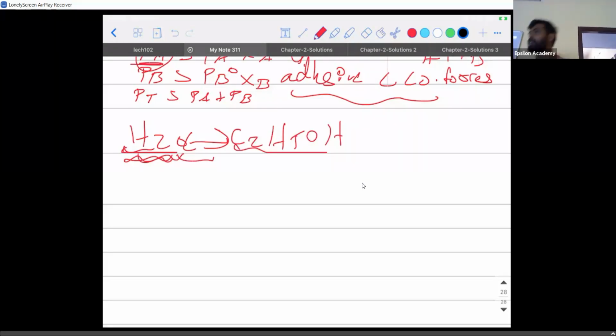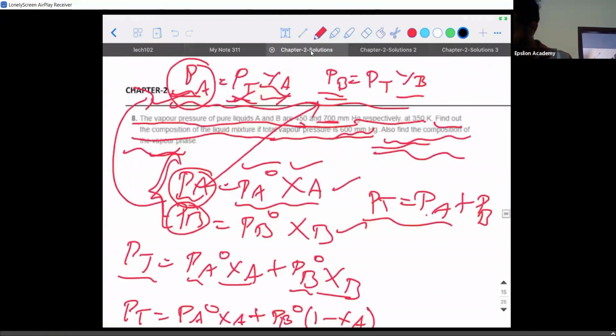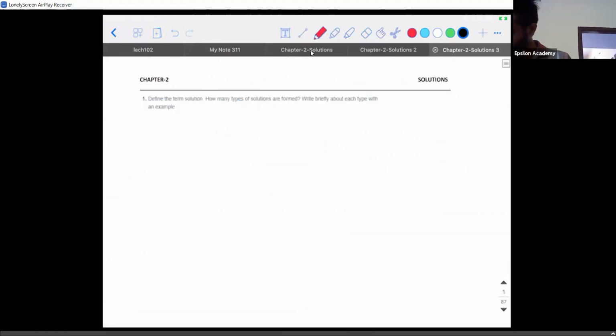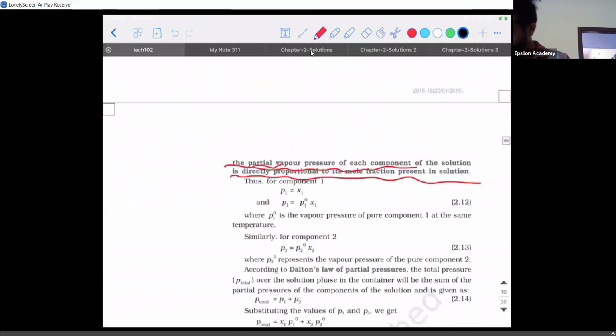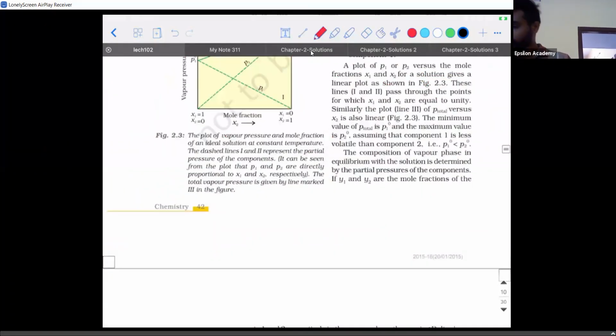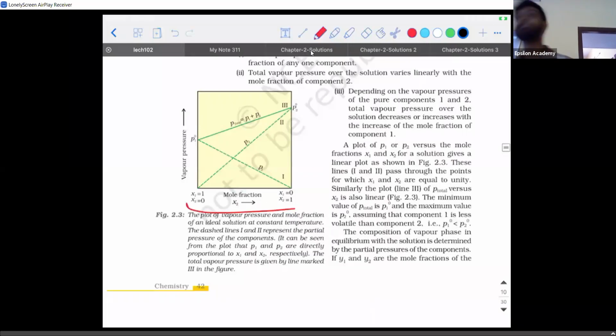Right. So when I said that we will be seeing the same thing in a graph, we'll see how it looks. Or I think I can show it from the book itself. So look at this graph.